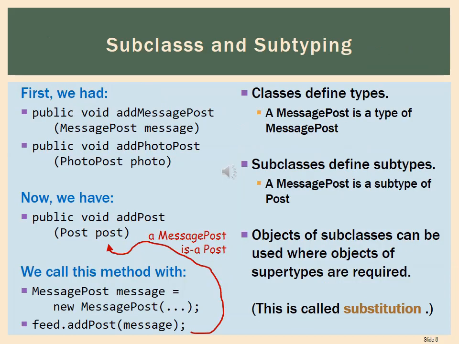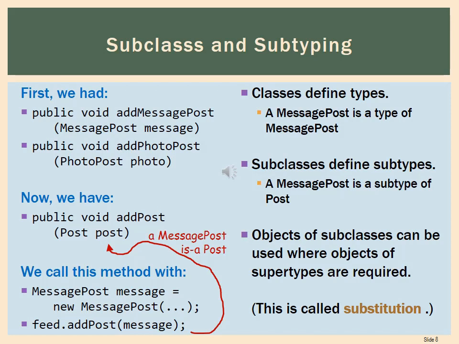One last thing. Let's talk about how we were going to be adding posts. Our inheritance has made our lives so much easier because originally, when we only had the two classes, message post and photo post, we had to have two different methods. One method, add message post, to add a message post, and a second method called add photo post to add a photo post. Notice that each of those two methods pass the parameter of the individual type of object, the message post or the photo post. That's why they were different.